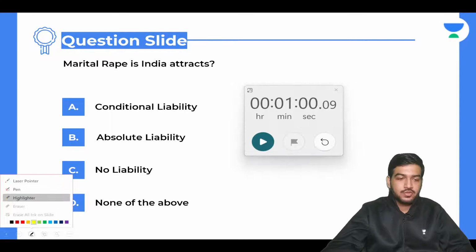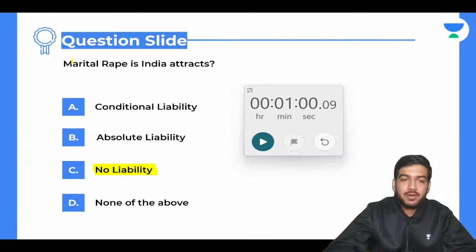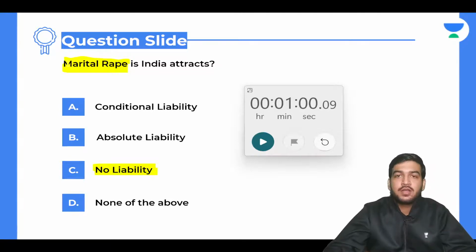Alright, so the answer to this question is no liability. In India, marital rape attracts no liability. The Indian Criminal Code does not presume non-consensual sexual intercourse within a marriage. It presumes an implied consent regarding two marital spouses.